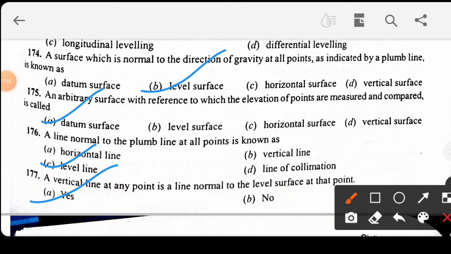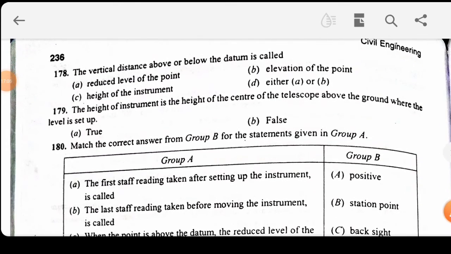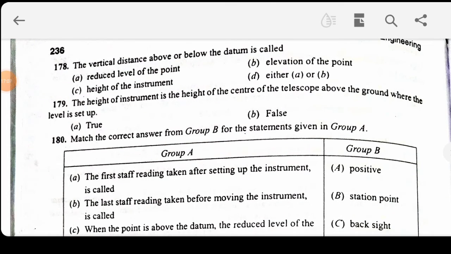उसके बाद देखो, the vertical distance above or below the datum is called reduced level of the point, elevation of the point, height of the instrument. यहाँ पे A और B, reduced level of the point, elevation of the point, ये दोनों में कोई भी हो सकता है. यहाँ पे करेक्ट आंसर D.